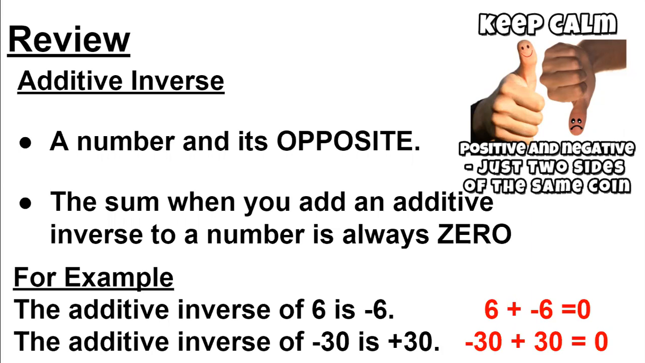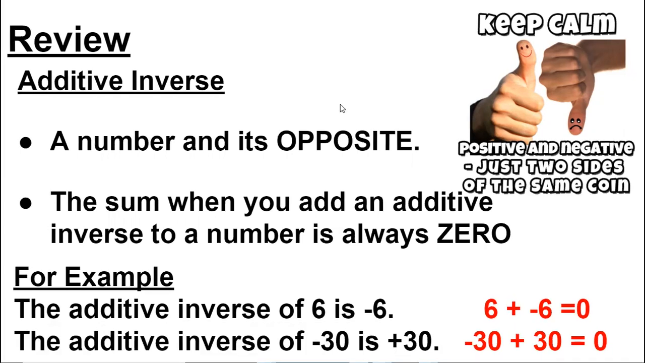Same with 30 and negative 30. You're going to end up with 0, right? Because negative 30 and positive 30 is saying, okay, if I start with negative 30, I'm going 30 to the left of 0. And then positive 30, I'm going to go back 30 to the right. And I'm going to hit 0. Okay, that's a review.